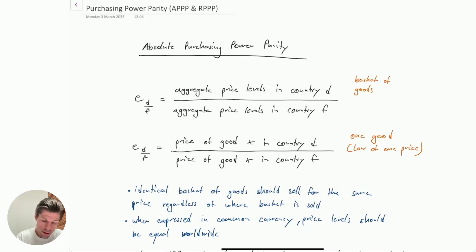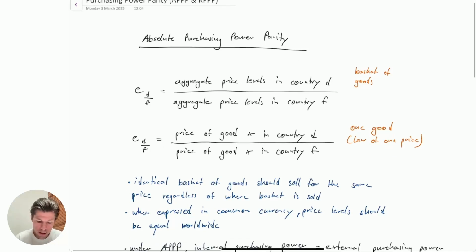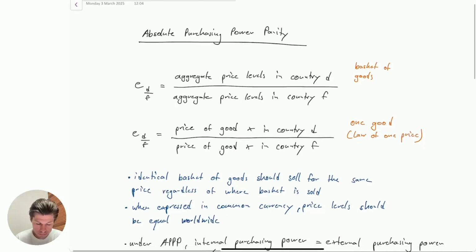What we do is, here you see exchange rate DF, domestic foreign, two countries, country A, country B, country D, country F. And then what it says is, depending on the price levels of goods in country D over aggregate price levels in country F, should basically reflect their exchange rate. It's based on a basket of goods.